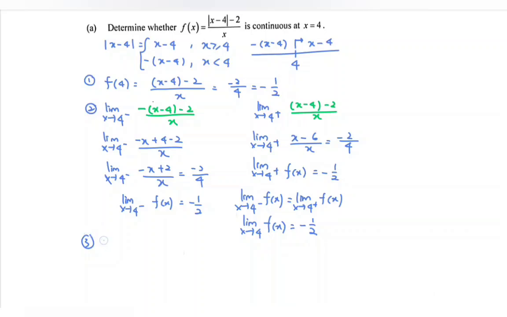Third step, we have f(4) equals the limit as x approaches 4 of f(x). The values are the same. Then we can say that f(x) is continuous at x equals 4.